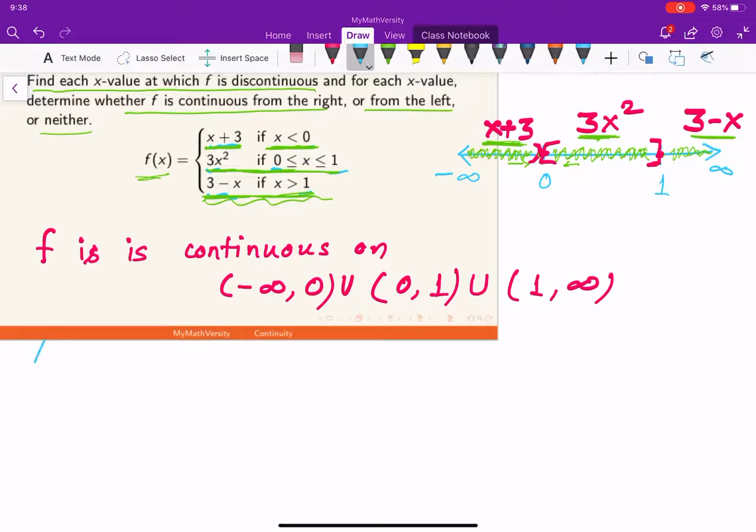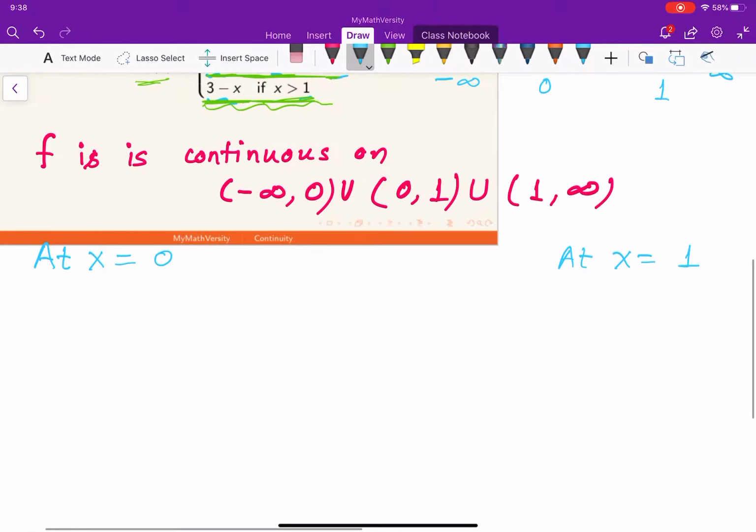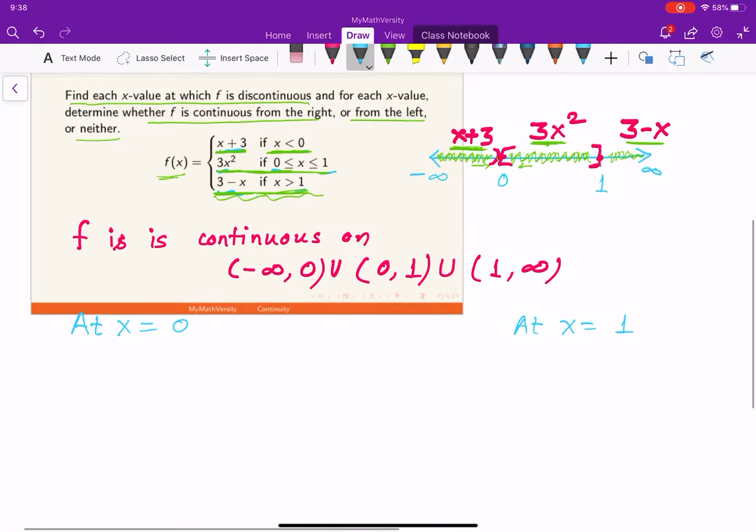We need to check how the function behaves at x equal to 0, and at x equal to 1. We have not looked into that so far. But it's good that among all of those infinitely many real numbers, we just need to look into only two locations, at x equal to 0 and at x equal to 1. Okay, so let's try to see into those locations.